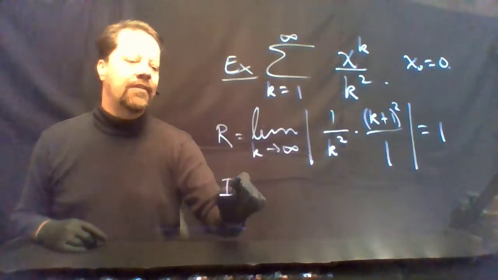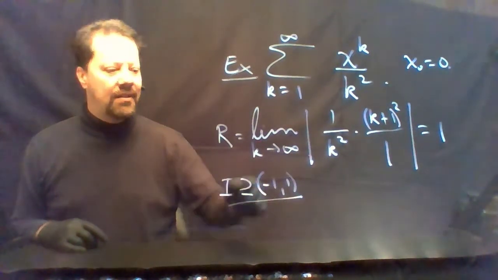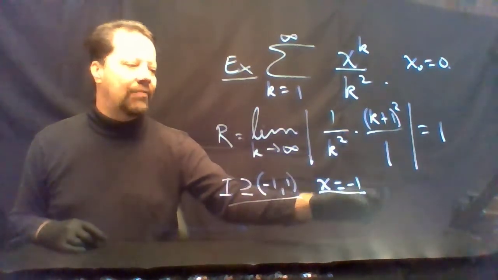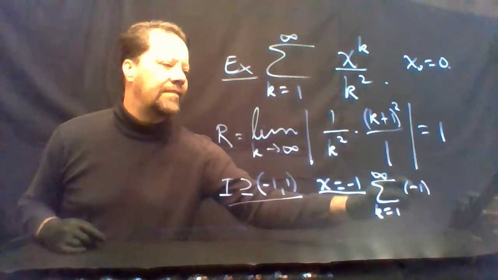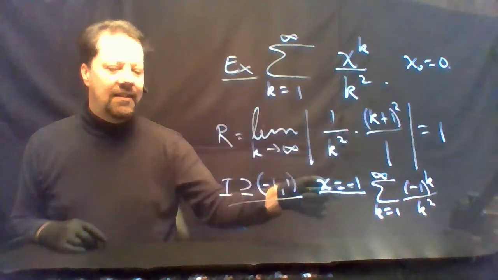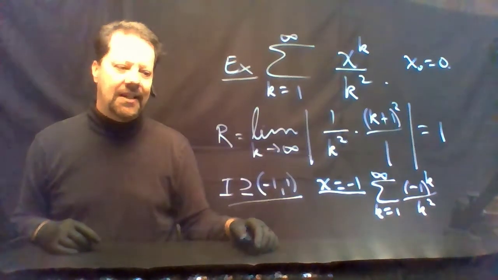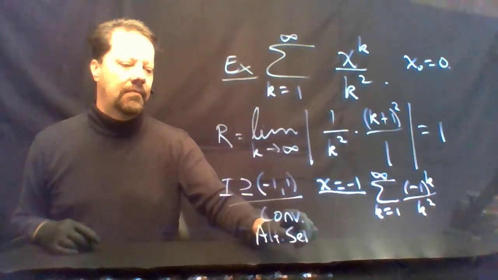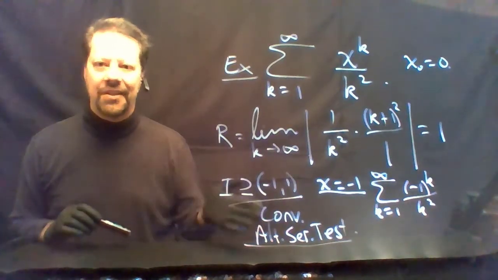That means the interval of convergence will contain everything from negative 1 to 1. The only question is, what about the endpoints? If we try negative 1, we get the sum as k goes from 1 to infinity of negative 1 to the k over k squared. This, as an alternating series, converges by the alternating series test. It's pretty easy to implement the alternating series test to prove this.